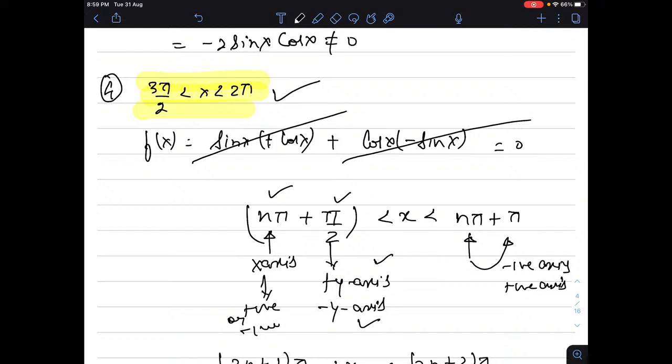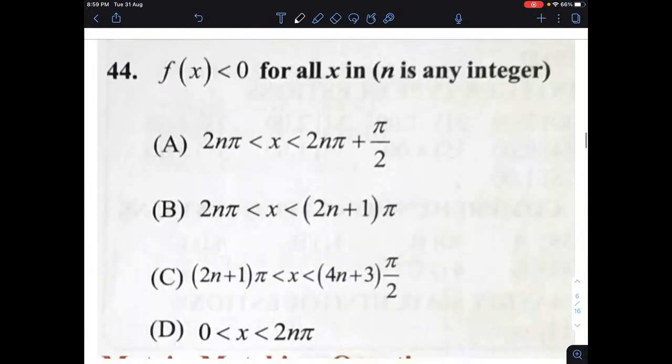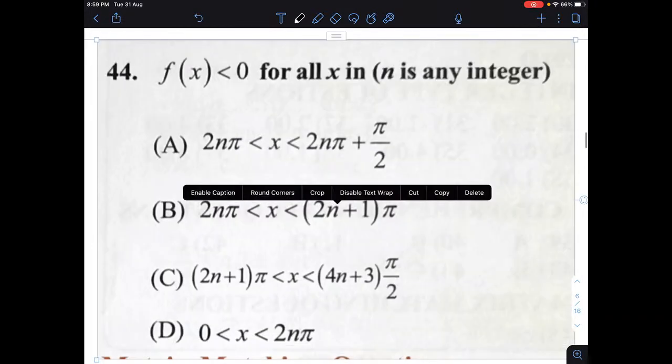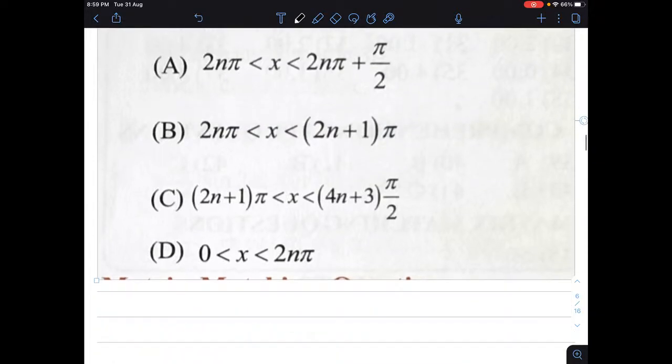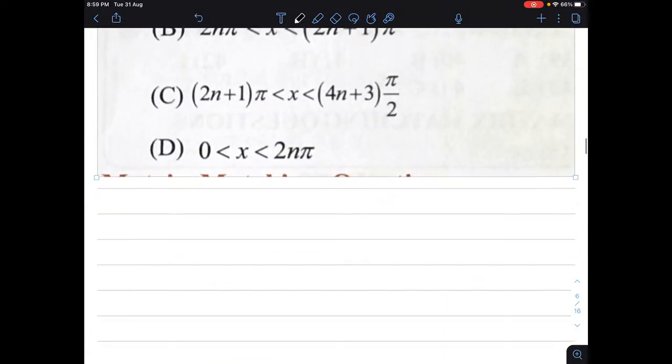Okay, so let's move on to the next question. Now they are asking when f of x will be negative, that is less than 0. So guys, the quantity will be less than 0. For that also we would check over here. Again, the ASTC rule we know. So in the second and fourth quadrant it is 0. So we need not consider the second and fourth quadrant now.